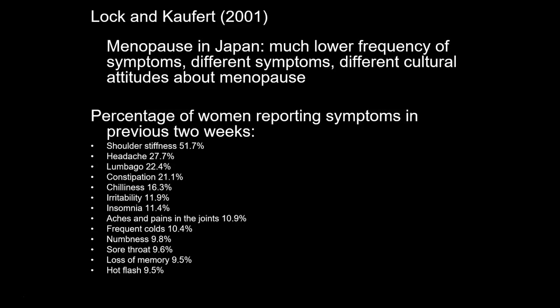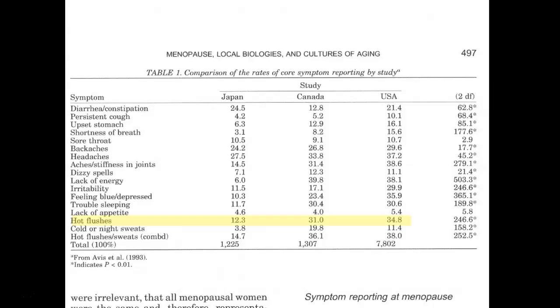So they did a lot of work looking at reported symptoms. And some of the symptoms simply didn't exist in one place versus the other, and others were experienced in significantly different percentages. So for example, in Japan, one of the most highly reported symptoms was shoulder stiffness, something that, again, was not part of the typical configuration of symptoms reported in the U.S.